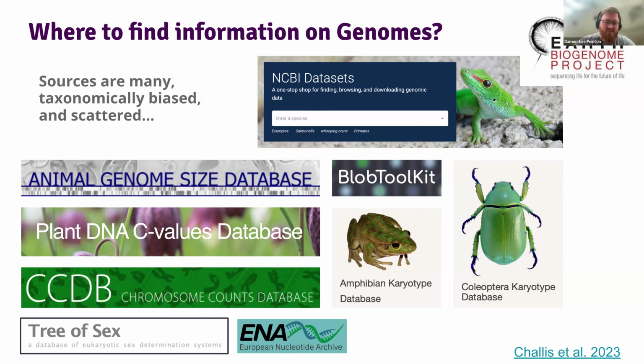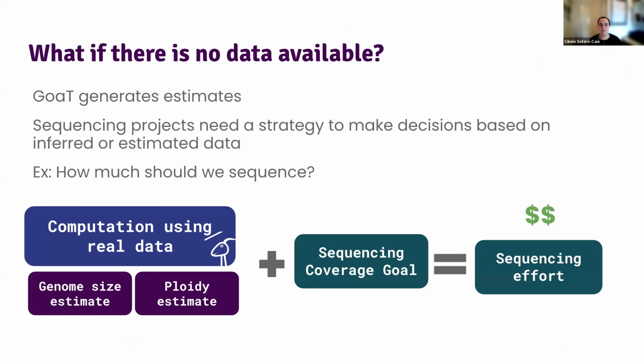Yes, so just as a quick overview, these are the sources that I was talking about. So we have many sources, many dedicated databases, and they're all over the place. But there is missing data. There is a lot of missing data, and there are taxa for which we have no chromosome number, for instance. So GOAT can estimate based on taxonomy to inform better so people can take informed decisions when trying to sequence something. So that's what I was meaning.